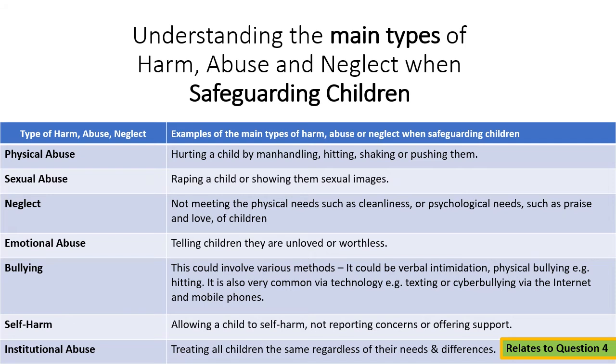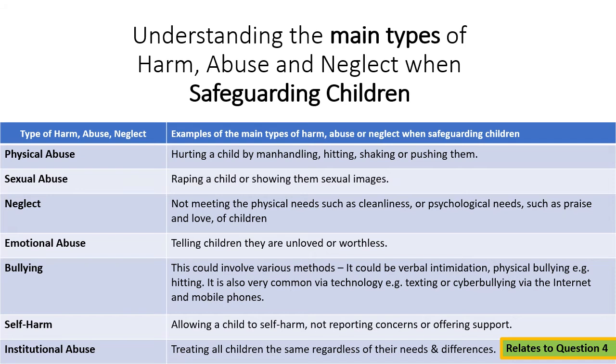So for physical abuse, that could be hurting a child by manhandling, hitting, shaking or pushing them. Sexual abuse, raping a child or showing them sexual images. Neglect, not meeting the physical needs such as cleanliness or psychological needs such as praise and love of children. Emotional abuse, telling children they are unloved or worthless. Bullying. This could involve various methods, so it could be verbal intimidation, physical bullying, so for example hitting. It can also be very common via technology, so texting or cyberbullying via the internet and mobile phones.